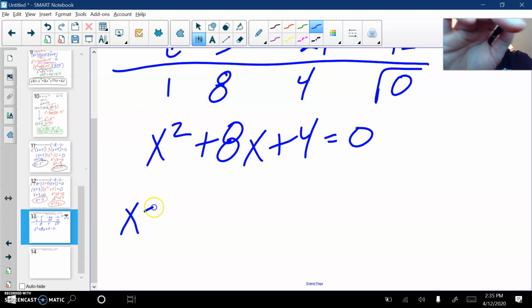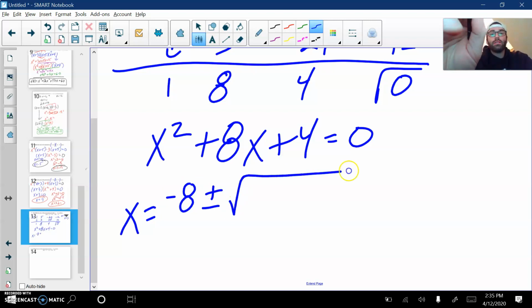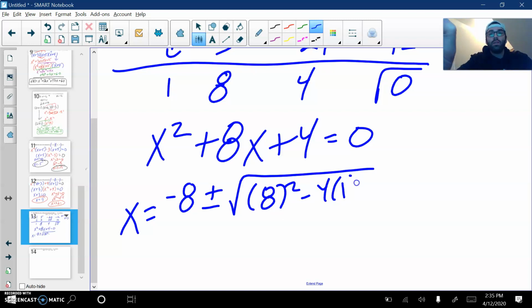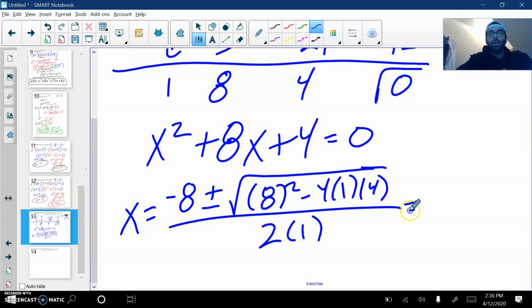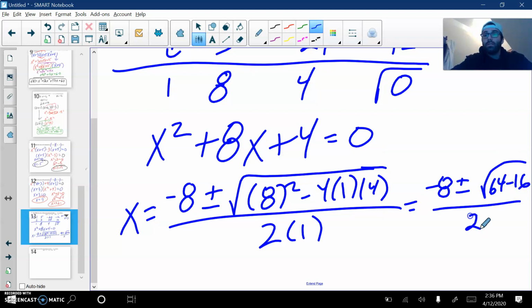So I get x equals the opposite of b, so negative 8, plus or minus the square root of 8 squared minus 4ac, all over 2a. Well, underneath my square root, 64 minus 16 is underneath that root, all over 2.